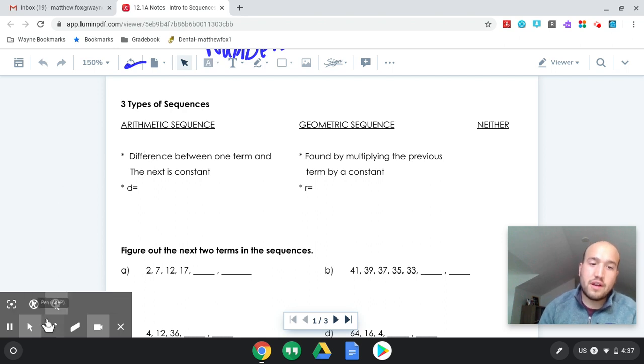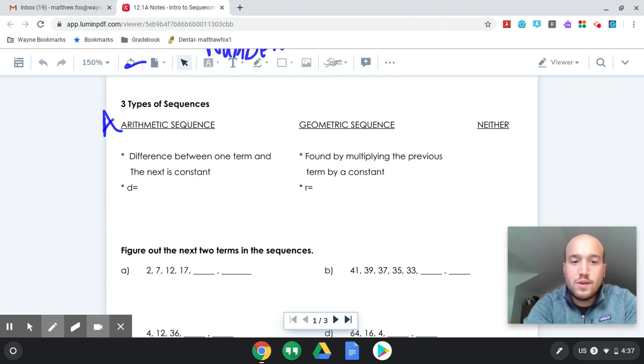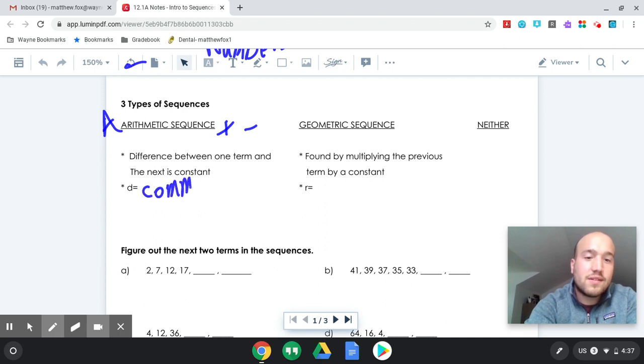The first one, arithmetic sequence. I don't care how you say it, but when we find this, we're going to write the letter A for arithmetic. This is when there's a constant difference. So the difference between one term and the next is constant. Maybe it's going up, maybe it's going down. If it's going up, that means some sort of addition is happening. If it's going down, some sort of subtraction is happening. But we know it's going to be consistent throughout.